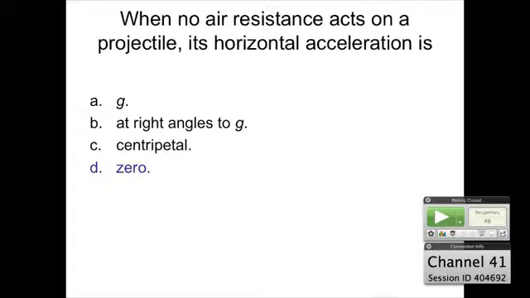What is it vertically? G, it's gravity. The vertical acceleration would be 10 meters per second squared, g.